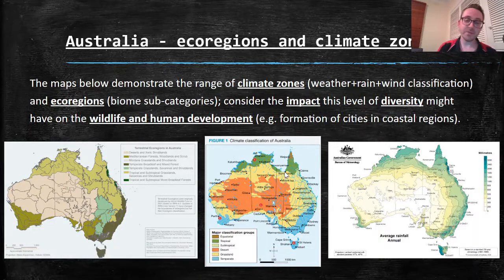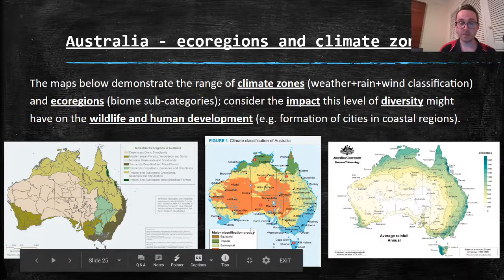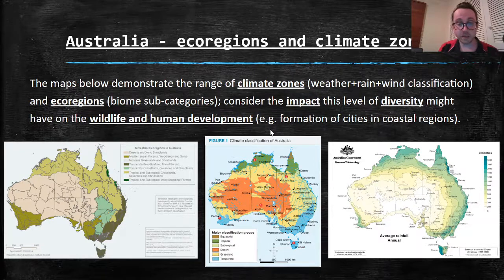The range of climate zones that we have and the ecoregions, the difference between a tropical rainforest and a temperate forest, shows you just how different, just how unique Australia is. Consider the impact that this level of environmental diversity might have on the wildlife and humans in Australia. For example, we're not going to have many cities of high population in these desert regions. That's why all the large cities in Australia, like Melbourne and Sydney, are found on the coast, in those temperate environments.